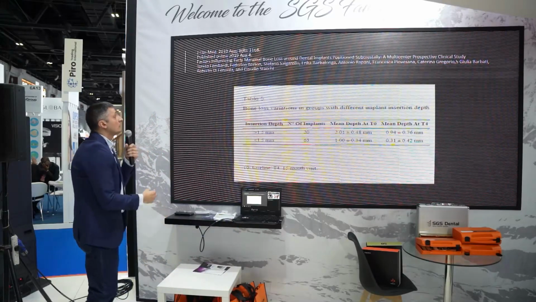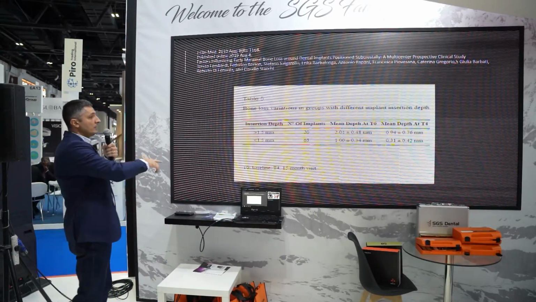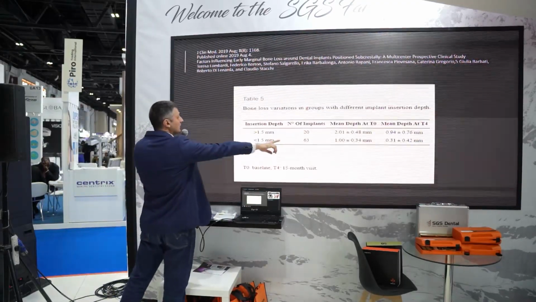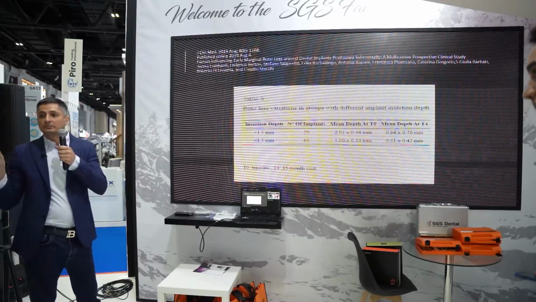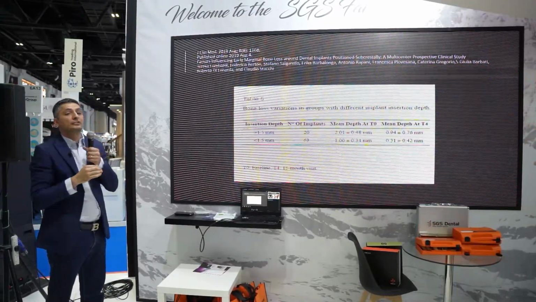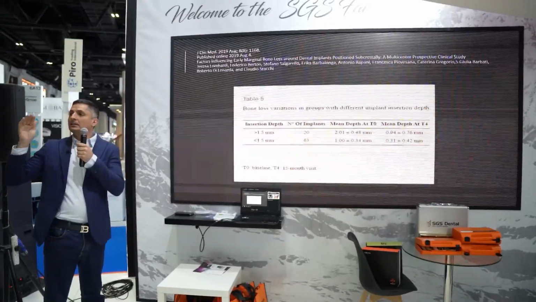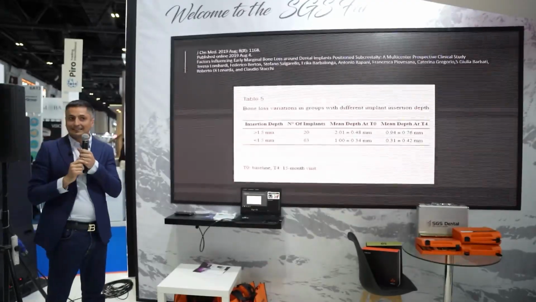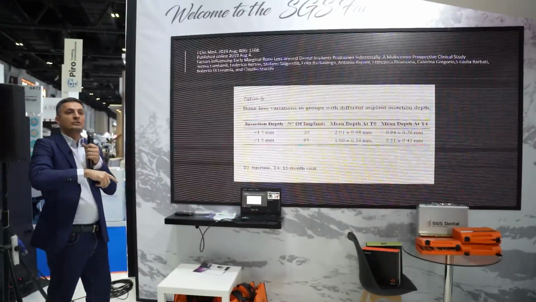Some articles talk about implant depth. When we are below 1.5 millimeter, we have slight resorption of the bone. And then after 15 months, we have a gain of 0.7 to 1 millimeter, if we insert the implant subcrestally 1 millimeter below the crest, especially in the mandible. Why? I will show you after.